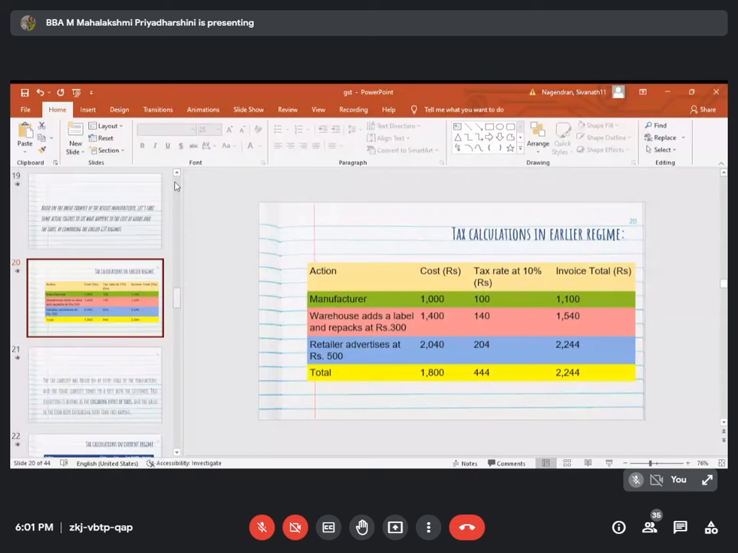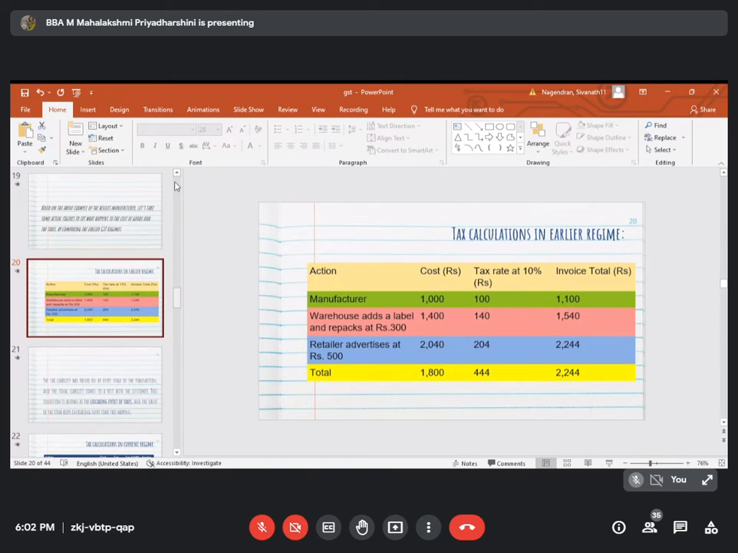Then it is moving to the warehouse. In the warehouse, for repacking and labeling, they are charging 300 rupees. So the 300 they are adding to the 1100. Already in the invoice the price is 1100. So the 300 is also added to the 1100. So now the cost of the product is 1400. Again, in the warehouse, while moving on to the retailer, they are charging 10% of tax rate. So it is 10% from 1400, it is 140. So now the invoice total is 1540.